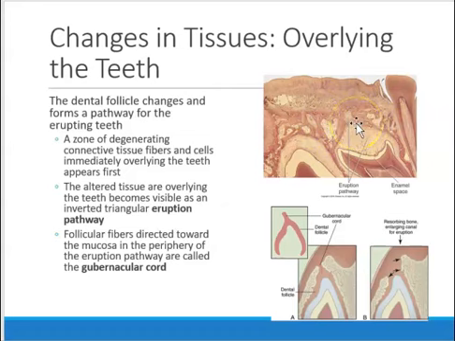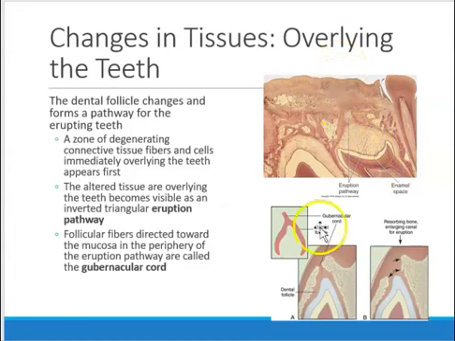These fibers are getting destroyed, the cells are getting destroyed, they're getting degenerated. And instead what's happening is there's something called an eruption pathway. This inverted triangle that you are seeing here is known as the eruption pathway, so that the tooth, which is right here, can eventually come out that way.